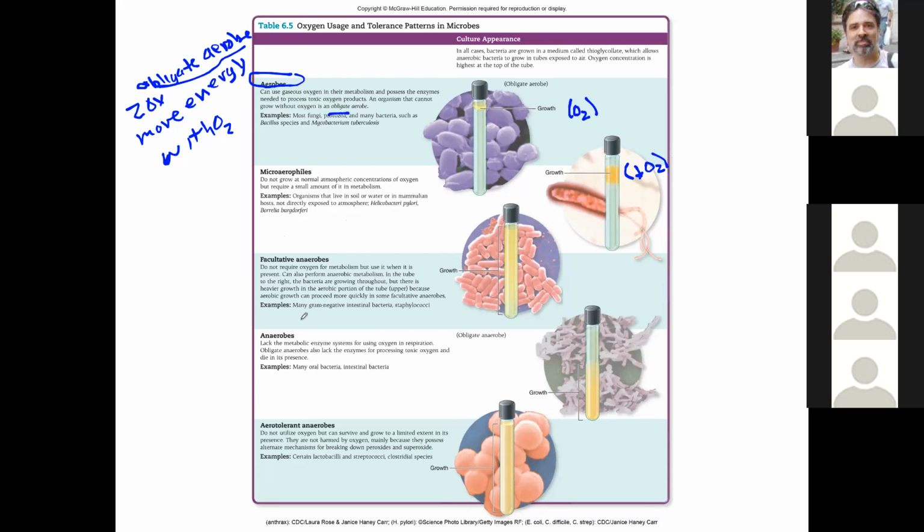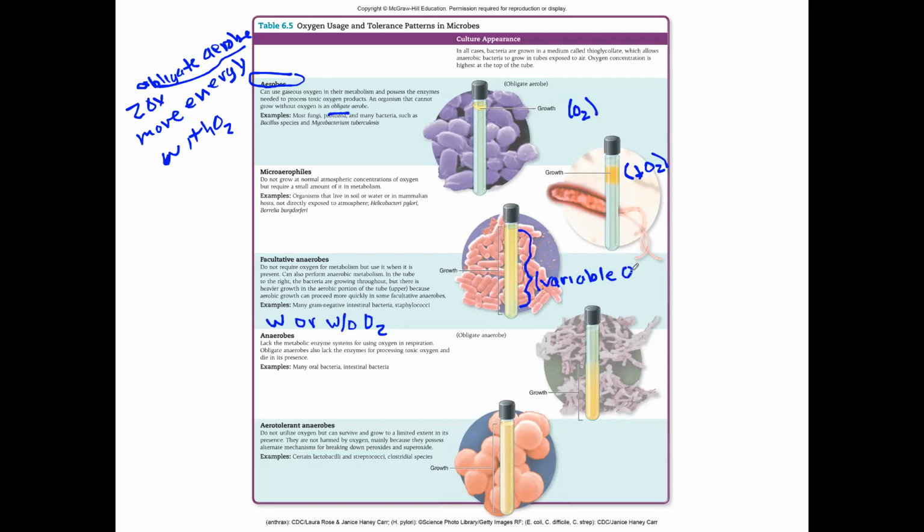A facultative anaerobe can switch. It can go with or without oxygen. So it can grow throughout the tube. And we'll say variable oxygen.